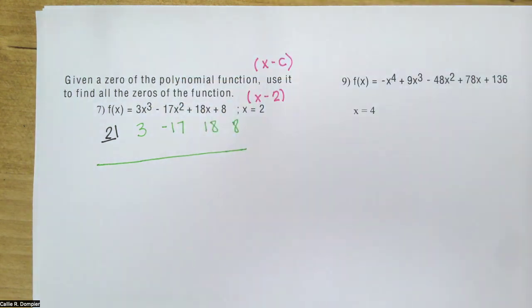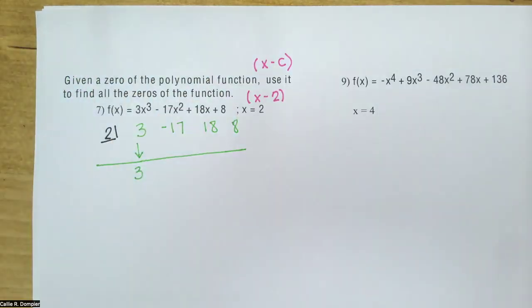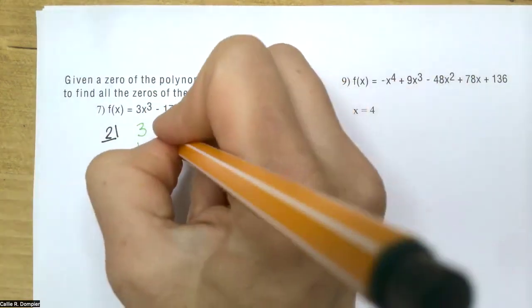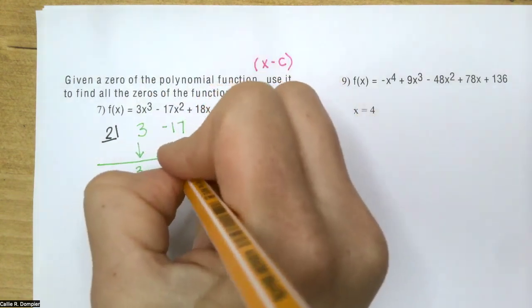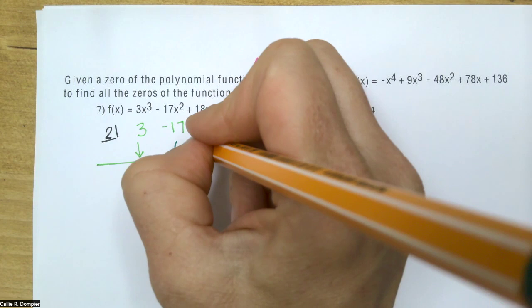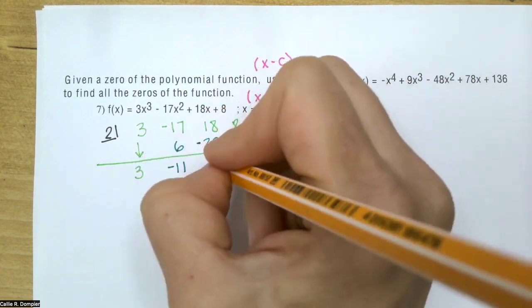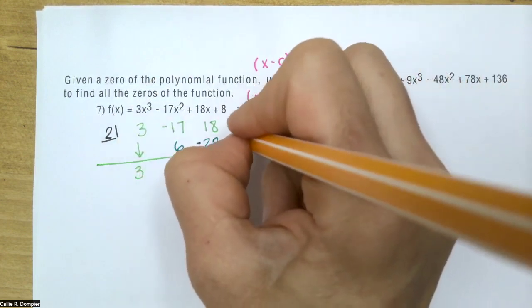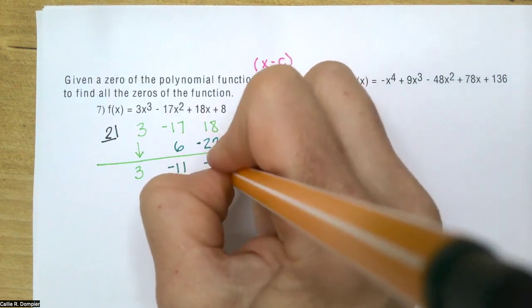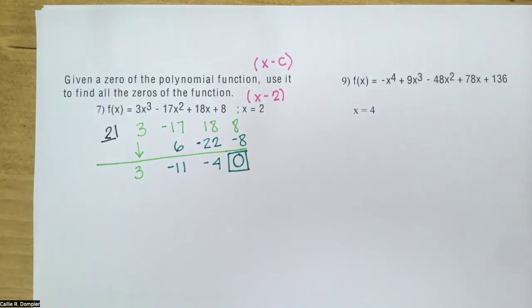Okay? Now, take that 3 straight down. Now start multiplying. 3 times 2 is 6. Negative 17 plus 6 is just a negative 11. Negative 11 times 2 is going to be negative 22. 18, 19, 20, 21, 22. So that's a difference of 4. So that'll be a negative 4. Negative 4 times 2 is a negative 8. That's a 0. So that is our remainder, which means that that is a 0.